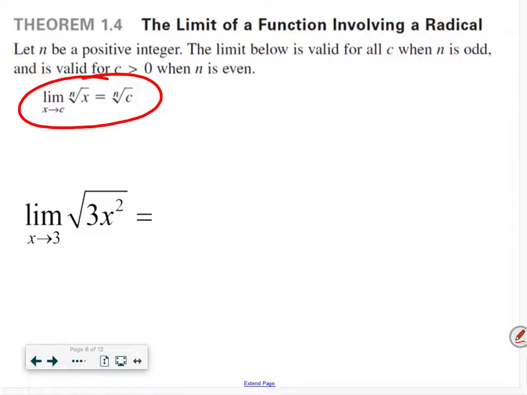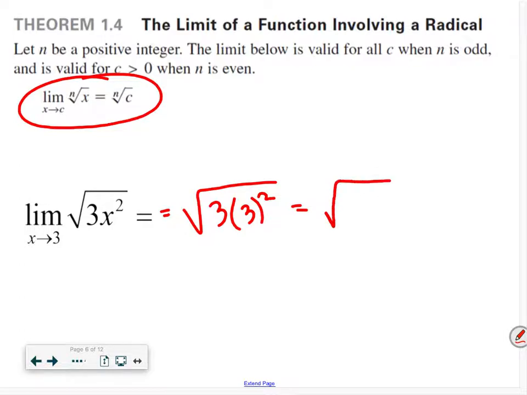Okay? Since it's a radical, we don't have to think twice. We can just directly substitute. Guess what, guys? You will not get counted off if you leave this as radical 27.